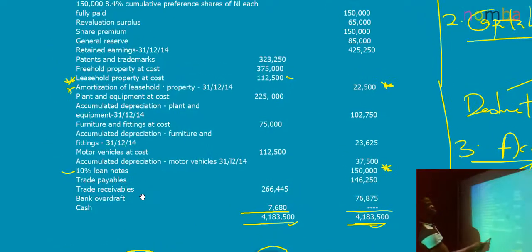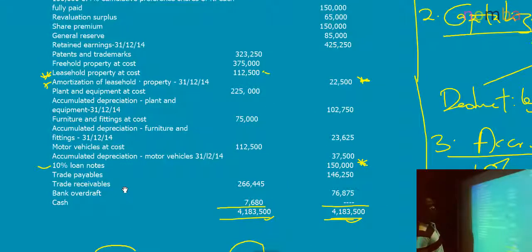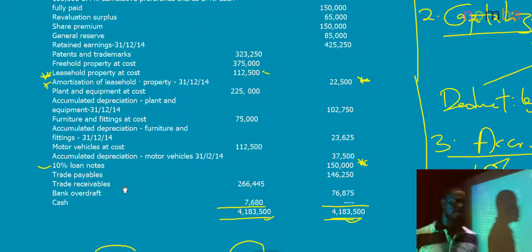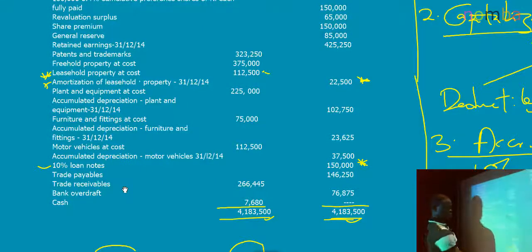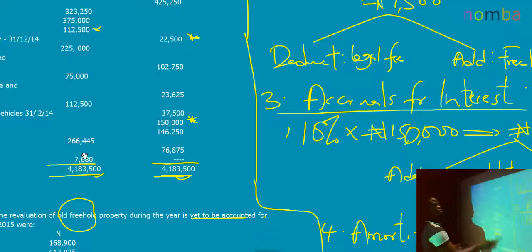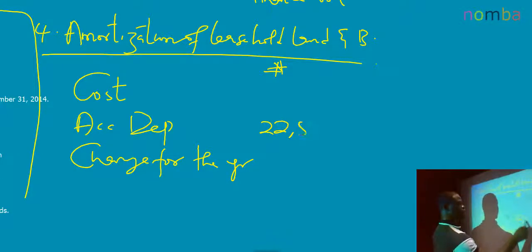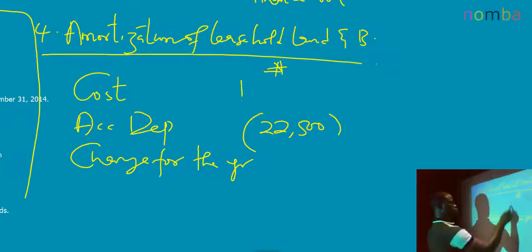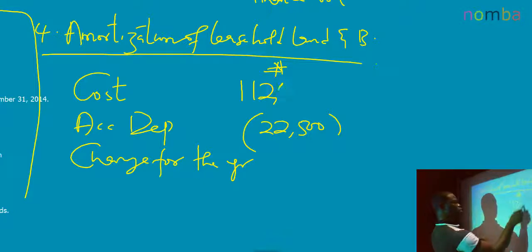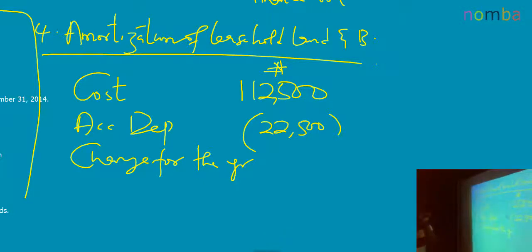The asset has used 10 years, and the total useful life of the asset is 50 years. So let me do a test. This is the cost, 112,500. Let me transfer it. And the amortization of leasehold was 22,500. The amortization is 22,500, and the cost was 112,500. Okay, this is noted.